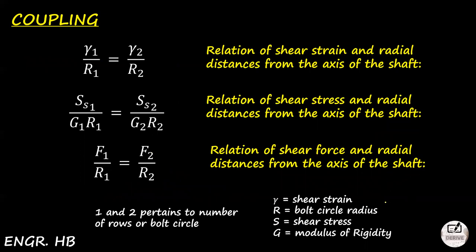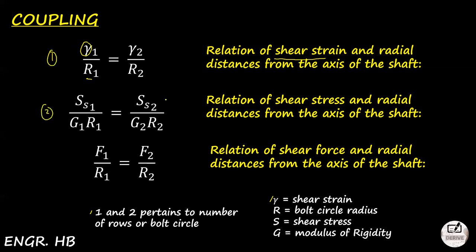And of course, there are some relationships between some parameters of the coupling. These relationships are given for two concentric rows only, not a single row, which is why there is a number 1 and number 2. The first relation is the relation of shear strain and the radial distances from the axis of the shaft. It sounds big, but these radial distances are just the radius. So that was the first relationship.